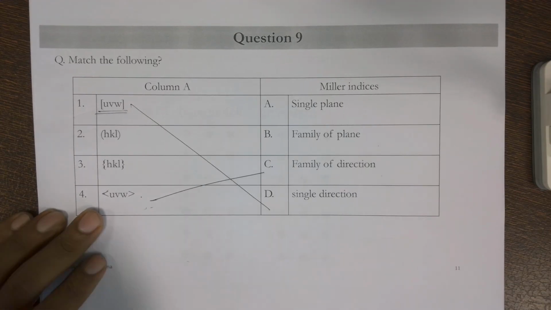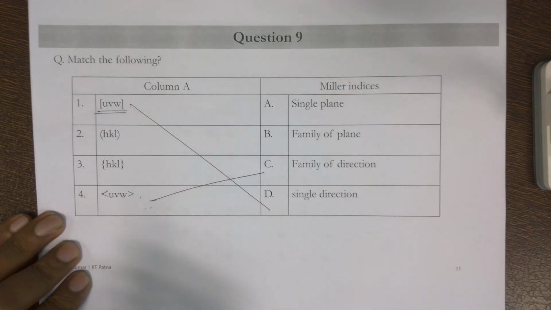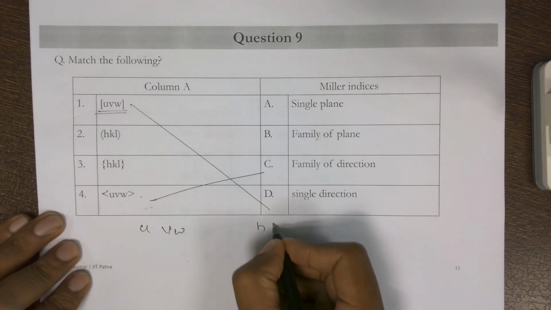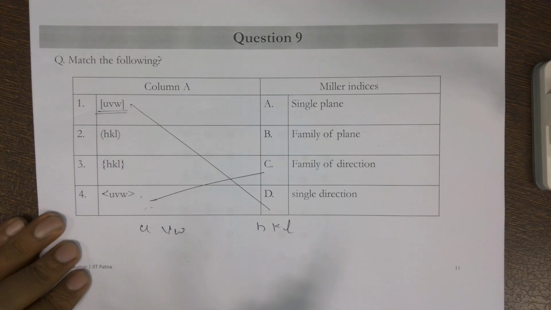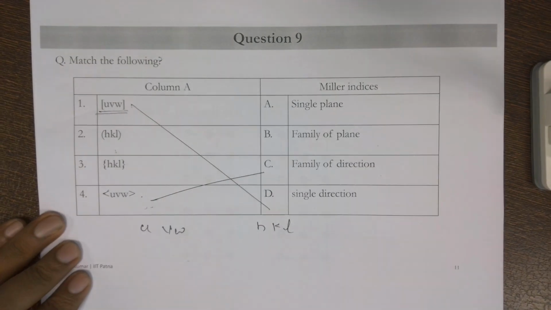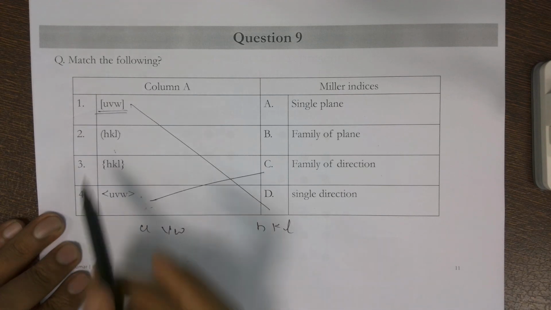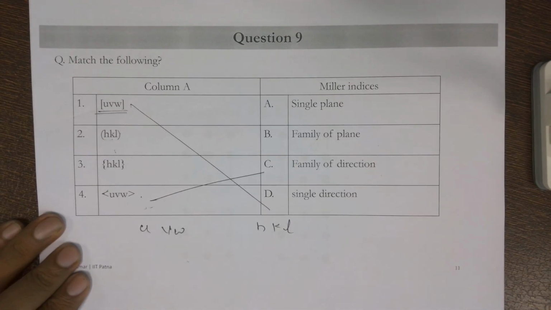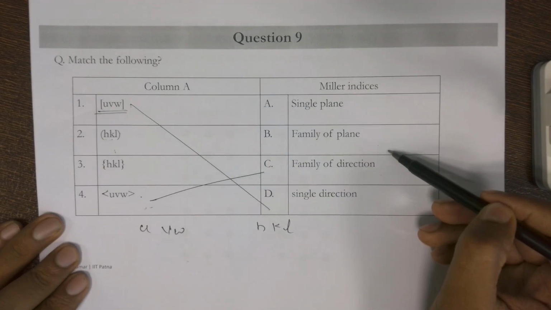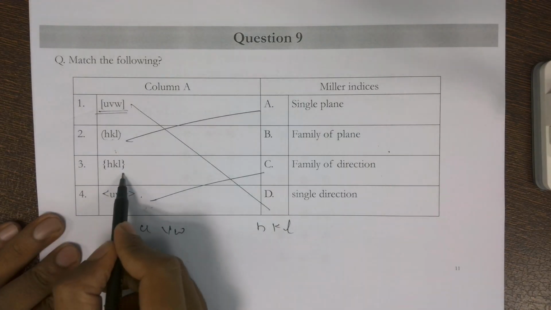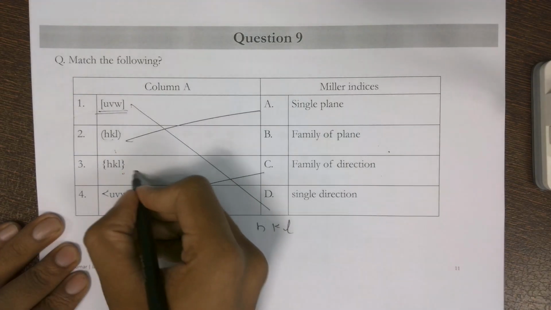Also note that in this type of question, the directions are always represented by UVW and the planes are represented by HKL. So there is no way that we are going to make a mistake in matching the HKL with the direction. Now, the round bracket (HKL), which of them will it represent? The single plane or the family of planes? Option A, very good. It is going to represent the single plane. And option C, the third one, is going to represent the family of planes.